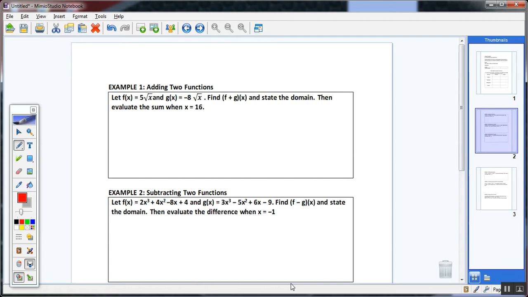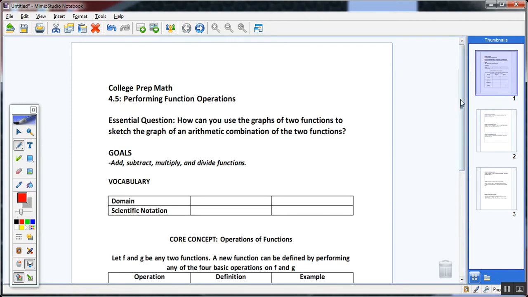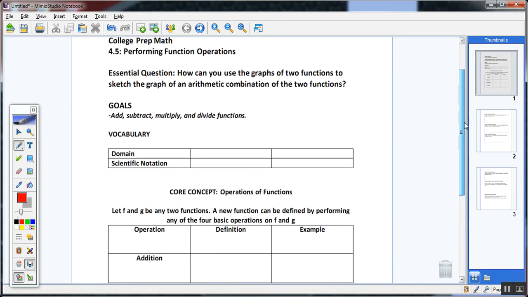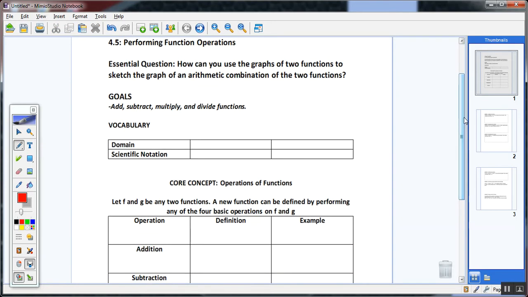So, kids, one of the things that we're going to have to make sure that we're able to do with all of the functions we've been looking at today is to perform what's known as function operations. Now, we've kind of done this back in Chapter 3, but the format, or the notation, if you will, is going to look a little different. So what we're after today, guys, in college prep here, 4.5, our title is to perform function operations.